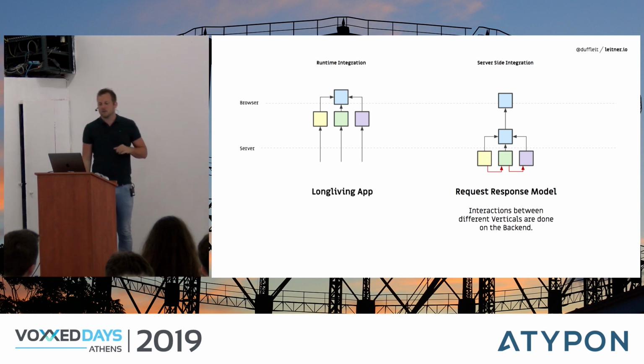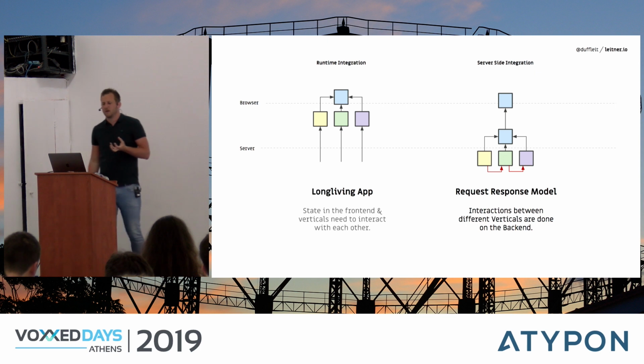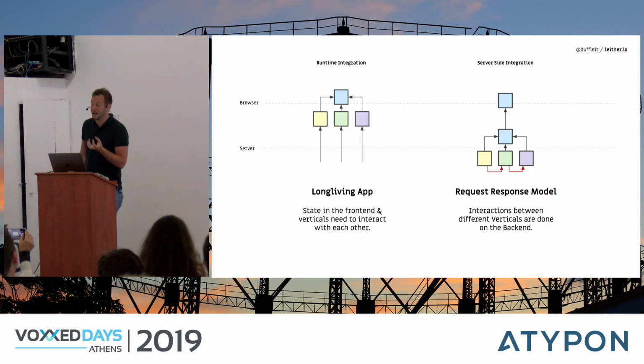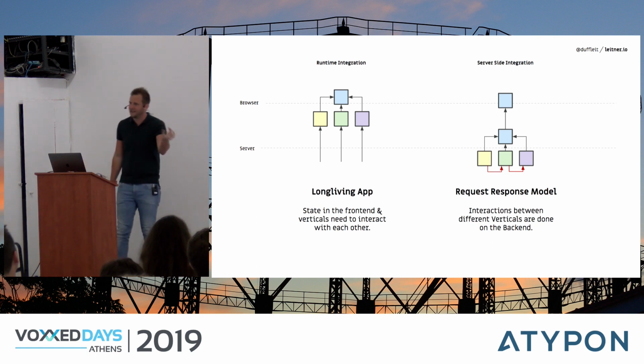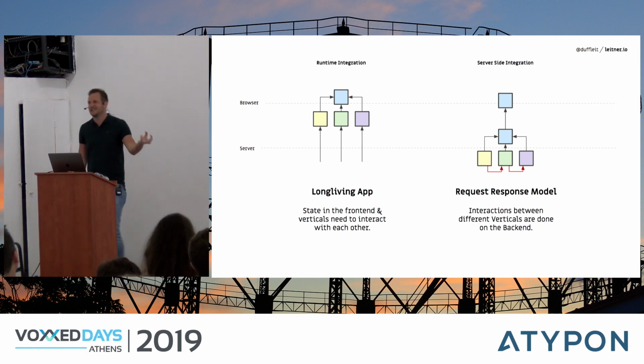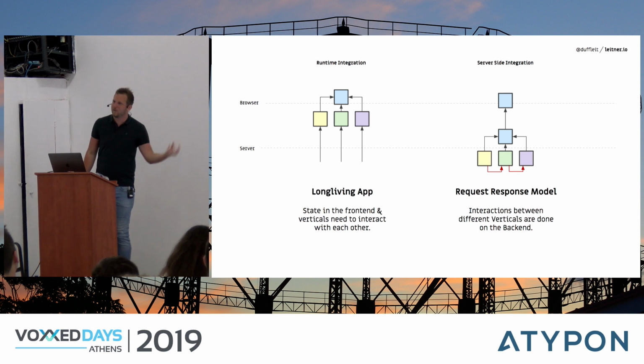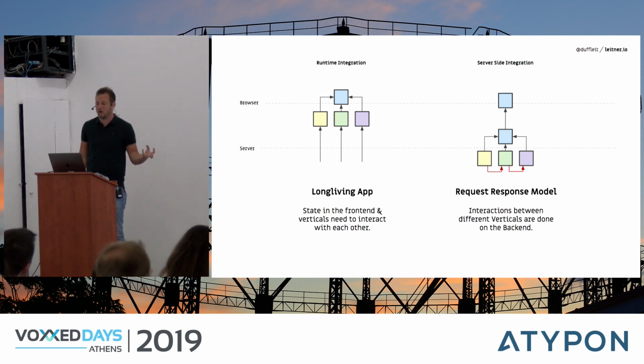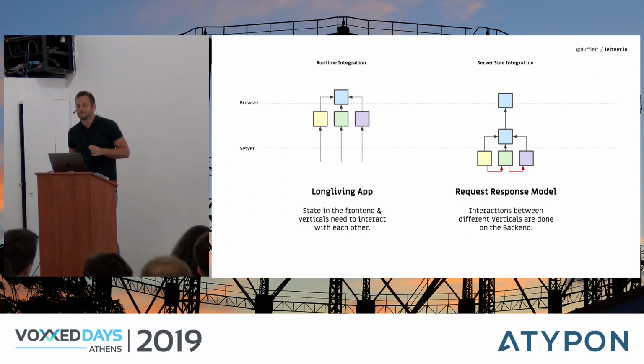At the runtime integration, that's totally different. You have a long-living application here. So you have all this state, all this UI state stored on the client. And it's important, it's on the client, right? It's not in your hands. So things can go wrong, and it's hard to find out why things go wrong and what to do if things go wrong. So the vertical interaction is usually also done on the front end.